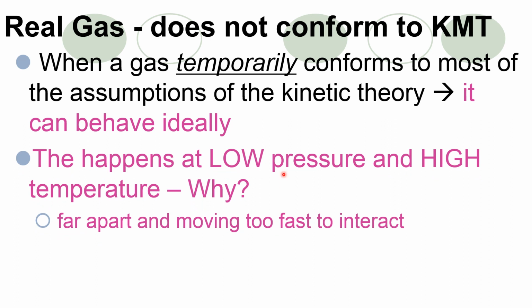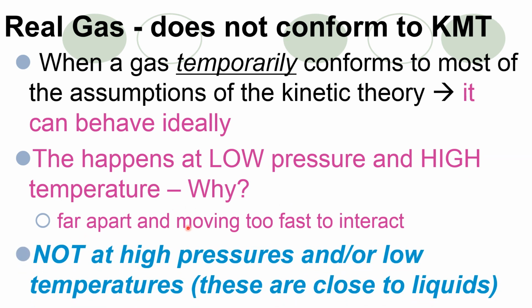This happens at low pressure and high temperature. And the reason that happens is because the particles are far apart and they're moving too fast to interact. Now, at high pressures or low temperatures, that's when gases begin to look kind of like liquids, and so they're not ideal. But truthfully, the air we breathe is pretty darn close to ideal. Most of the conditions that we're going to look at in chemistry class are ideal, so we can use the ideal gas law for those.